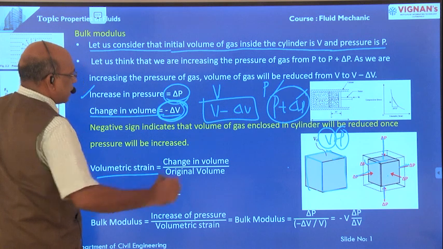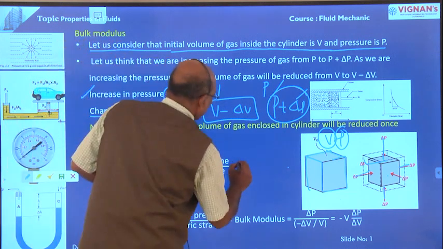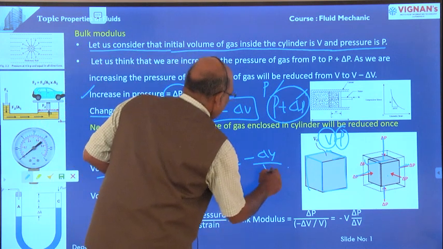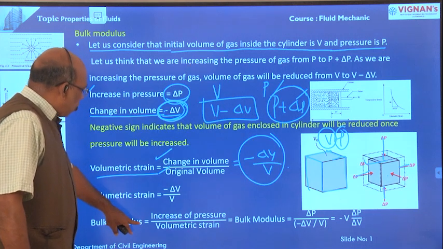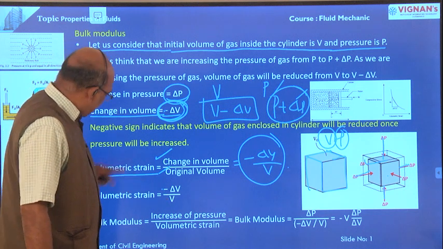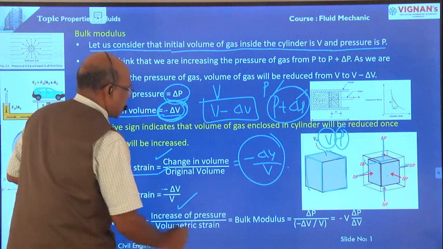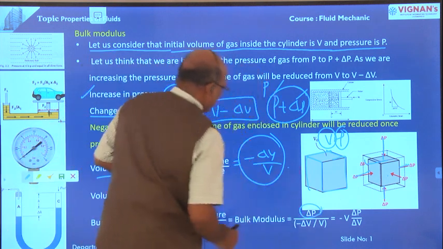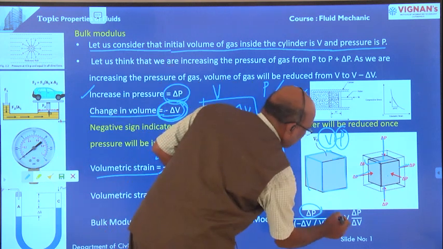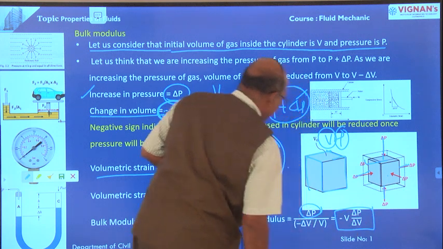Finally, volumetric strain is equal to change in volume by original volume. What is the change in volume? This is equal to minus delta V divided by the original volume V. We want to determine the bulk modulus. For that, we have determined the volumetric strain. Volumetric strain is equal to minus delta V by V. Therefore, bulk modulus is equal to increased pressure divided by volumetric strain. Increased pressure is nothing but delta P. Volumetric strain, we have already determined, is minus delta V by V. Finally, the bulk modulus is equal to minus V into delta P by delta V.